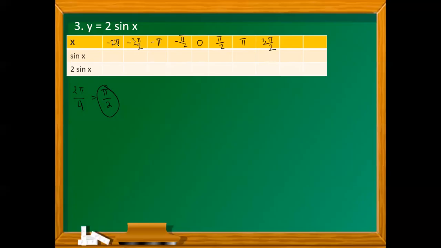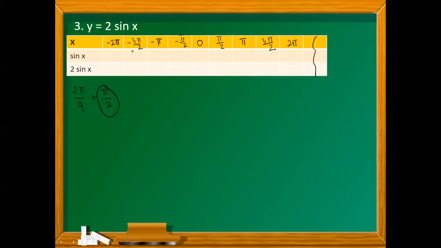So we have negative 2 pi, negative 3 pi over 2, negative pi, negative pi over 2, and then 0, pi over 2, pi, 3 pi over 2, and then we have 2 pi here. Okay, so we'll no longer use this one.